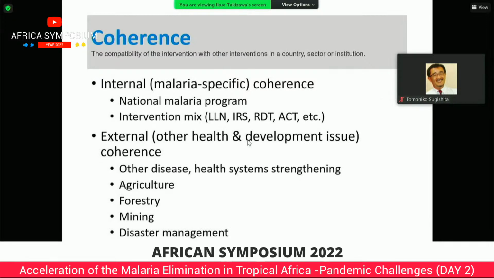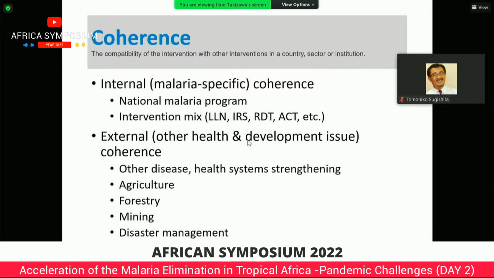The second is coherence. It is about compatibility of the intervention with other interventions in the country or sector or institution, because we are not operating in a vacuum. Even though we try to introduce new ideas and new tools, we always have to consider, first of all, internal coherence. The malaria-specific coherence with what is going on with the national malaria program, what is the intervention mix used in the specific areas. I think that is also important.